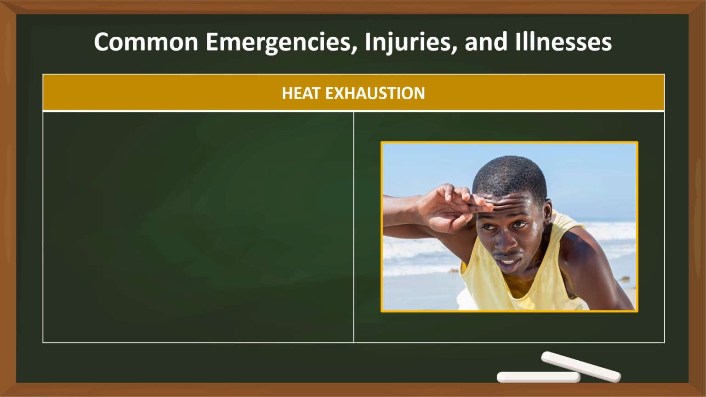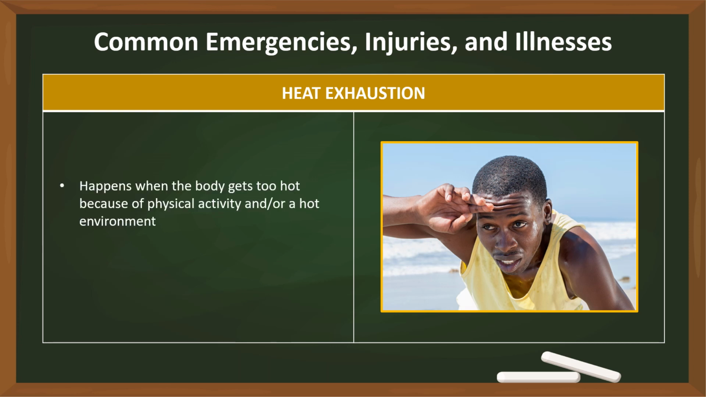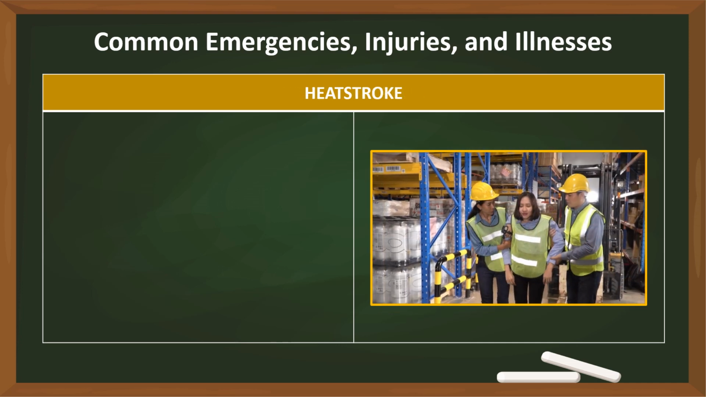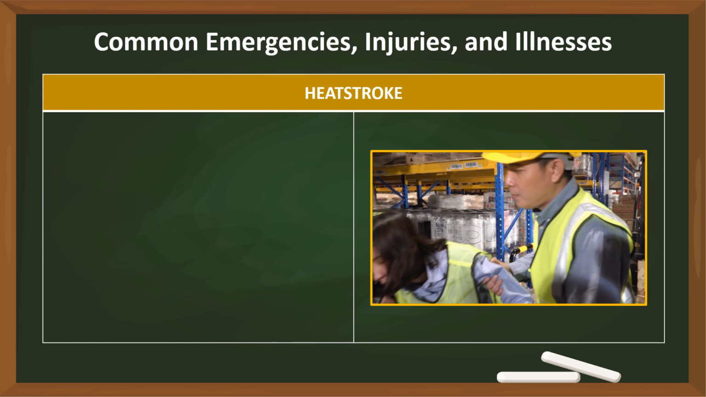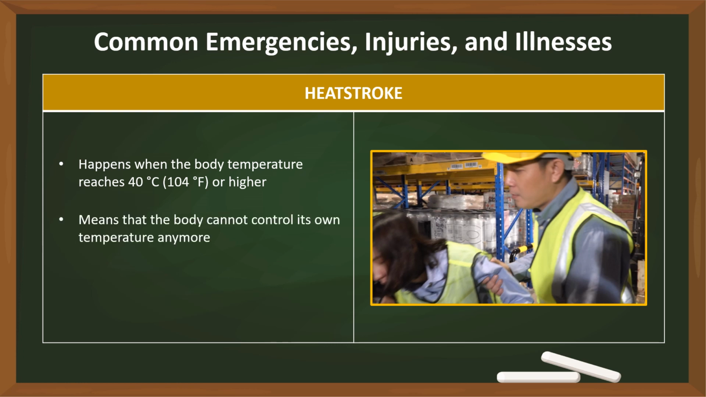Then, we have heat exhaustion. This happens when the body gets too hot because of physical activity and/or a hot environment. If heat exhaustion is not treated, it can lead to heat stroke. Heat stroke happens when the body temperature reaches 40 degrees Celsius or higher. This means that the body cannot control its own temperature anymore. This medical emergency can quickly lead to organ damage or death if not treated.